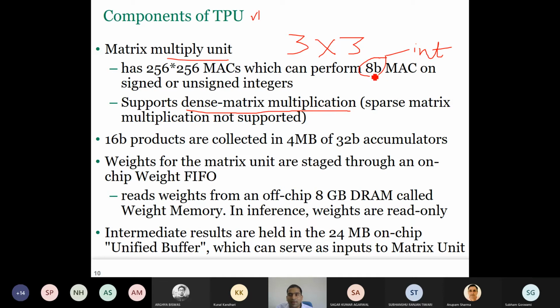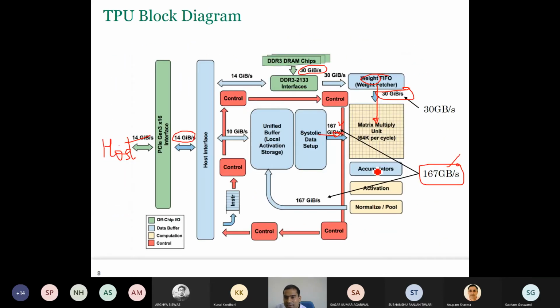Once you multiply 8-bit values, you will get 16-bit products. These are collected in 32-bit accumulators. So here we have these accumulators, right? They will collect the outputs, because we are multiplying weights with activations and adding many of them. 256 of them we are adding, and we accumulate them in the accumulators.